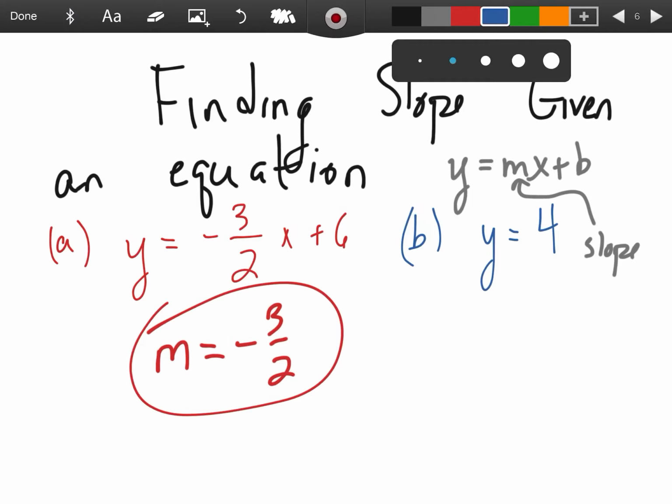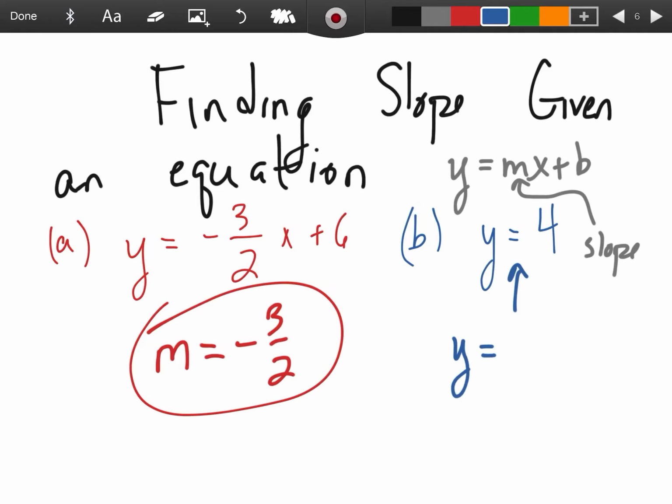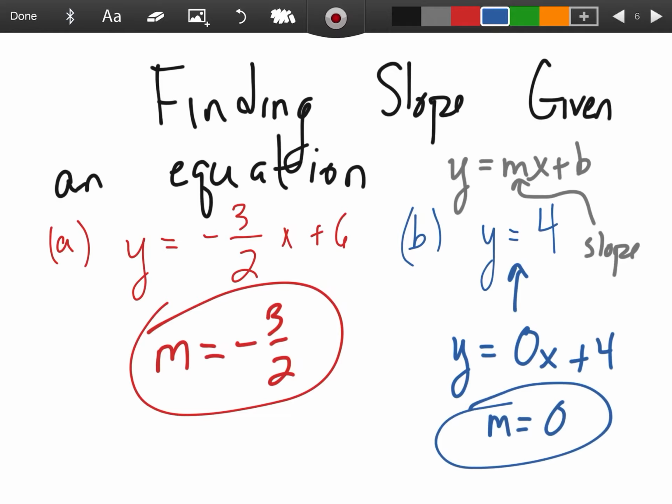For B, in this case, I don't have an x, right? I don't have something multiplying times the x. Well, I could even think of rewriting this as y equals, well, there's no x, right? What is no? It's 0. There's 0x plus 4. So in this case, my slope is going to be 0.